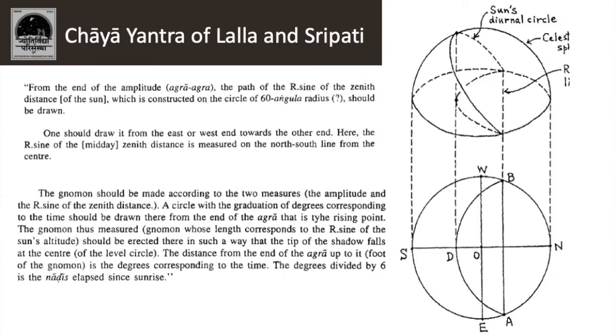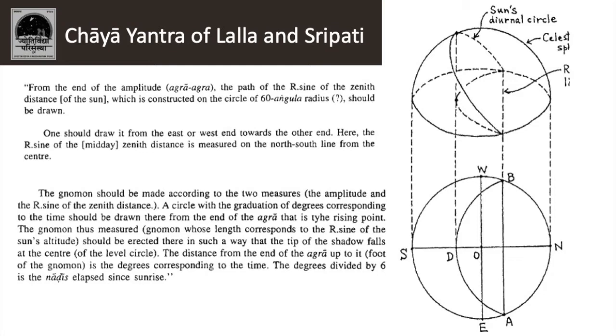But there were certain improvements which were done by Lalla and Shripati, because in the earlier image which we saw, in geometry, the diurnal circle should not go outside your level circle. In the earlier figure, it is actually going outside the level circle in figure B, and that is not how it's supposed to be. So this is how Lalla and Shripati proposed it. It is essentially the same concept, only the difference is now the diurnal circle is lying exactly inside the level circle.